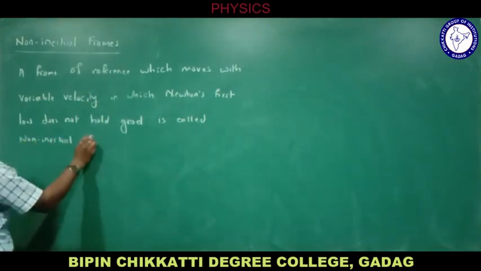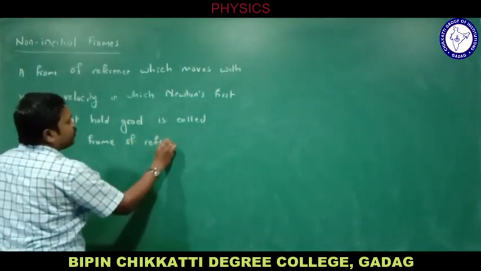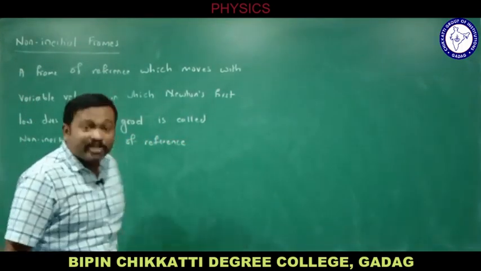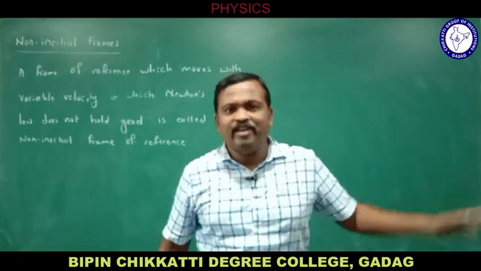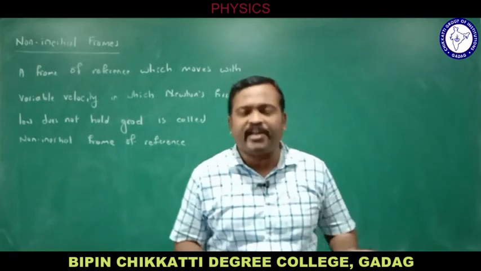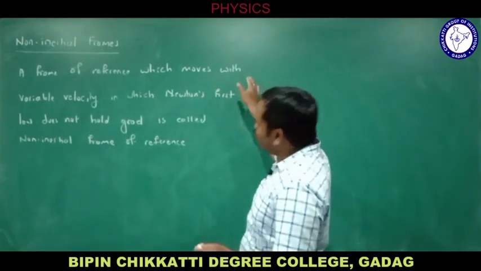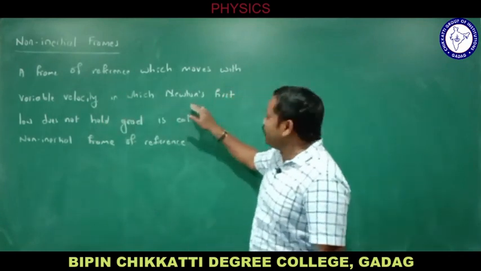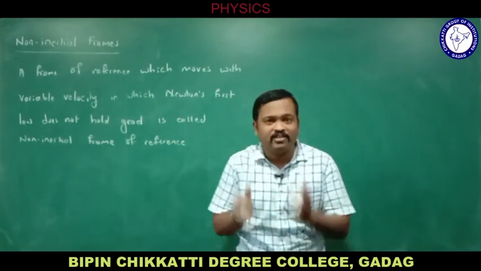What is a non-inertial frame of reference? It is a frame of reference which moves with variable velocity, meaning the velocity goes on changing. It might increase or it might decrease. So a frame of reference which moves with variable velocity, in which Newton's first law of motion does not hold good, is called a non-inertial frame of reference.